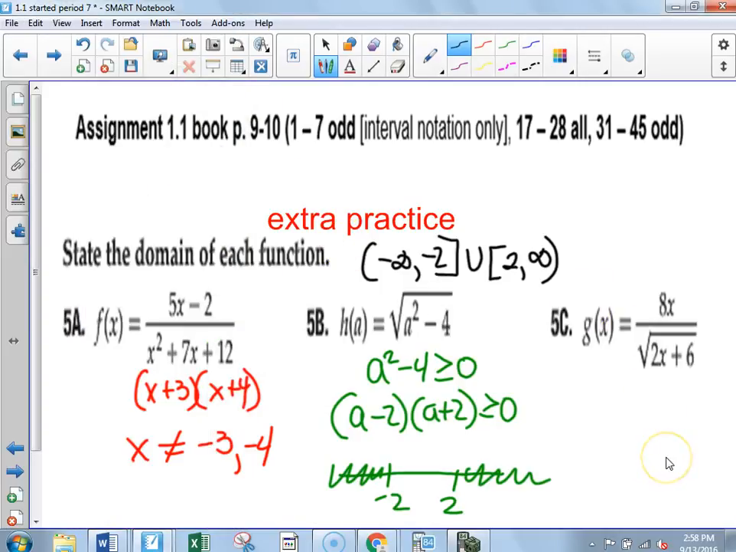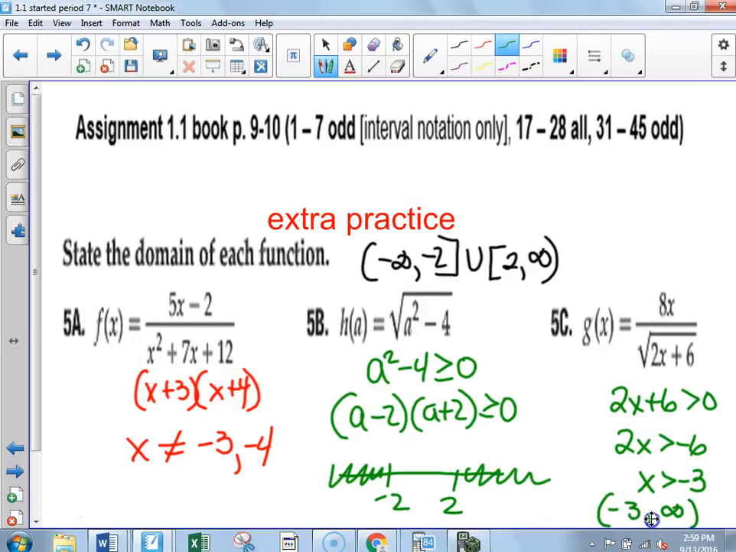All right. Last one. This one has a little bit of a trick to it as well. What's going on here? It's a radical and in the denominator. Normally what's underneath the radical has to be greater than or equal to 0, but can it equal 0 if it's in the denominator? No. So we just have to say 2x plus 6 is greater than 0. X has to be greater than -3. Everybody okay? I didn't bother to write the interval notation on the first one. Any questions? Those were just some extra examples, all right?